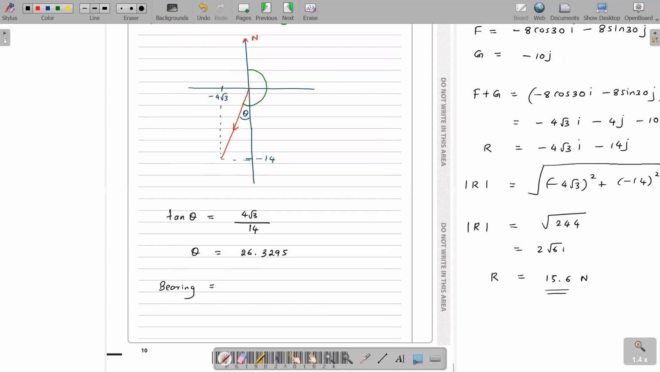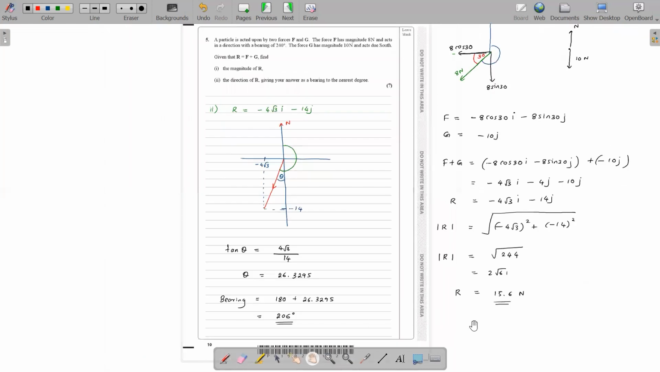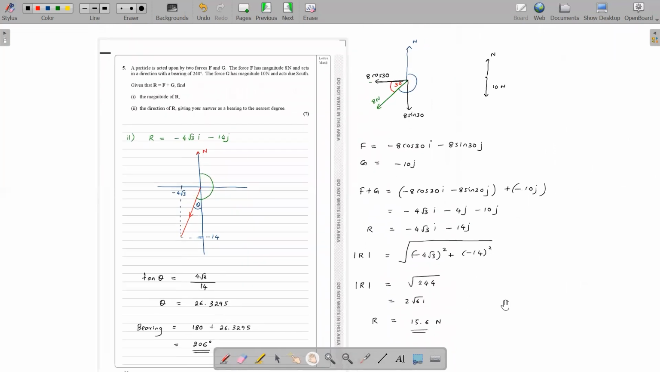So for the bearing you have to add the 180 and the theta. So 180 plus 26.3295. How much is it? 206.3295. So bearing in 3 figures, 206 degrees. This is the bearing. Okay, is this clear? So this is the easiest way to get the answer.